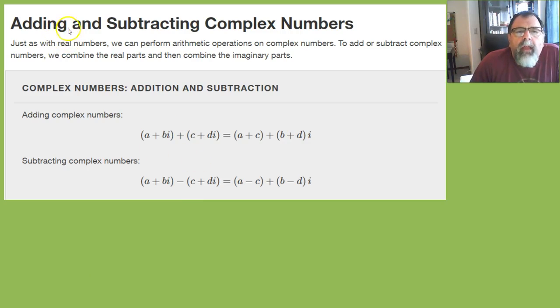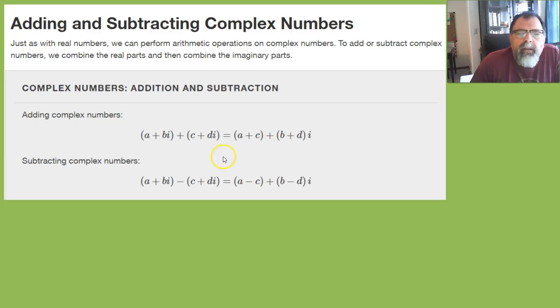Alright, now we're ready for adding and subtracting complex numbers. Just as with real numbers, we can perform arithmetic operations on complex numbers. To add or subtract complex numbers, we combine the real parts and then combine the imaginary parts. You can see in the rules here, we have two complex numbers we're adding together. You add the real parts, a plus c, which gives you the real part of the sum. Then you do bi plus di, which is like combining like terms. You just add the number parts, b plus d, and leave the i alone.